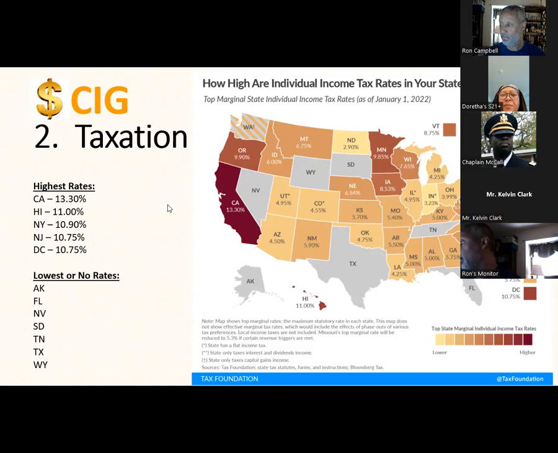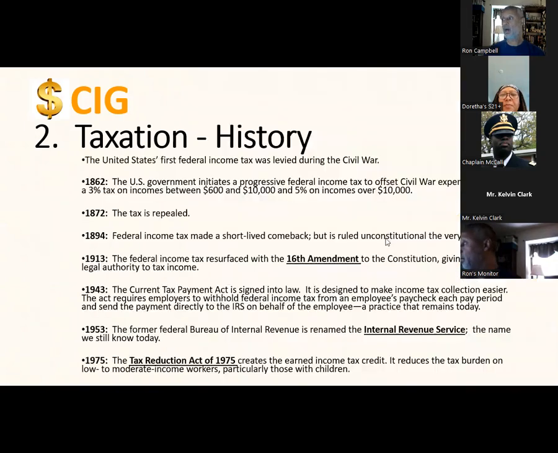Anybody else? Good point. All right, I'm not going to go over a whole lot of it, but I want to hit some highlights from the history, just so you're aware of it. Of course, the first United States federal income tax was levied during the Civil War. Based upon an earlier slide, what would be the main reason to have an income tax during the Civil War? To pay for it.